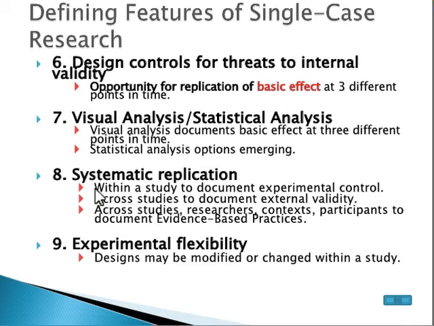We have systematic replication within a study to document experimental control, and that systematic replication could be the ABAB design, it could be an AB design delivered at different points in time, which we call a multiple baseline design. So we're looking at within a study to document experimental control, across studies to document external validity. So how many studies have we seen of FBA research for severe problem behavior? Do we have enough of them to be able to say, yes, this is a generally effective method for treating problem behavior? And then we also want to go across studies, researchers, contexts, participants to document evidence-based practices.